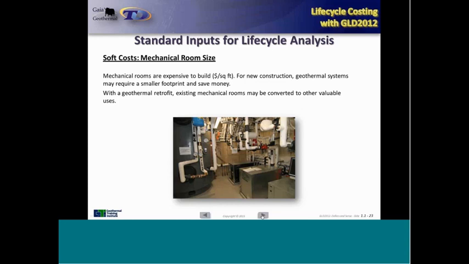Just something to consider. If it's a retrofit, similarly, the existing mechanical room may no longer be necessary, and it might be able to be converted into other valuable uses. In the case of a school, for example, maybe it could be used as a detention room, and certainly that must have some value.